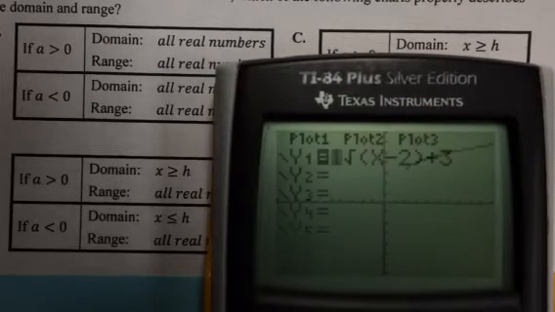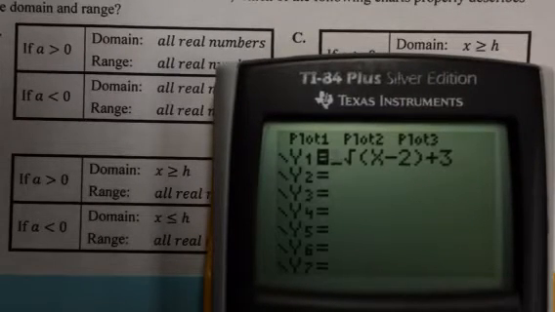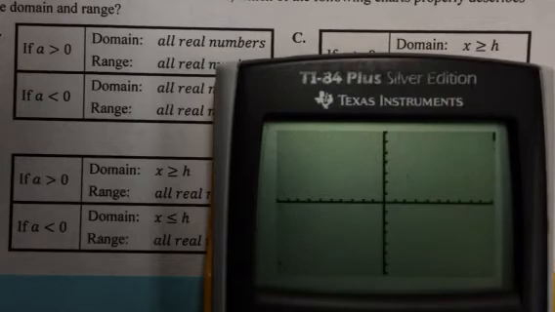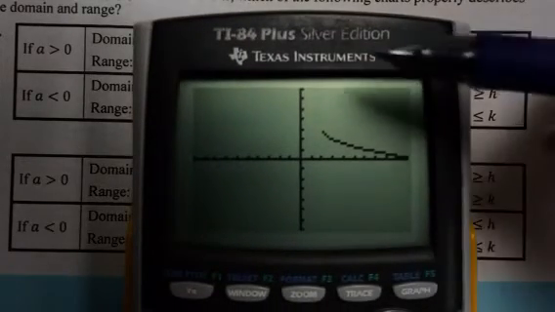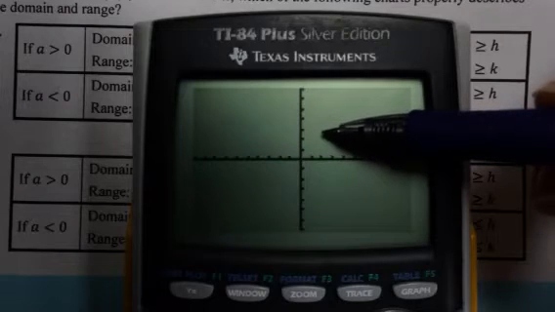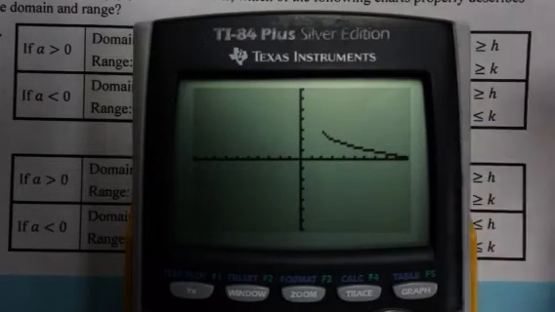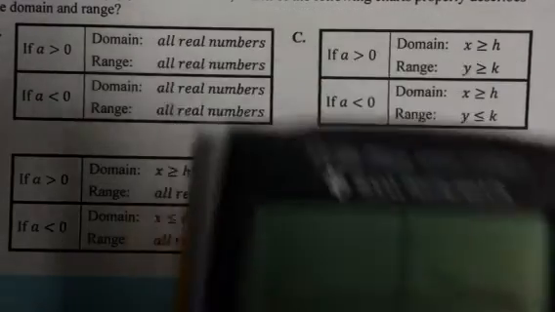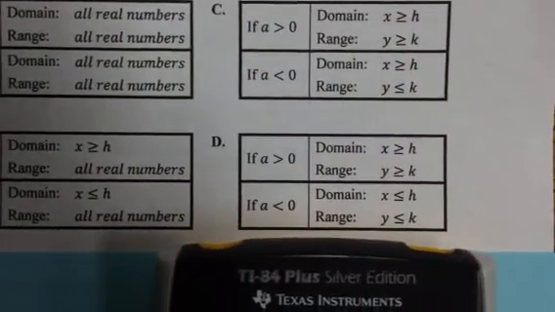So I'm going to go back into my y equals, insert a negative in front, regraph it, and we see that it has flipped. So everything is moved the same, but the negative makes it reflect over a horizontal line. So from here, we have to decide whether it's C or D.